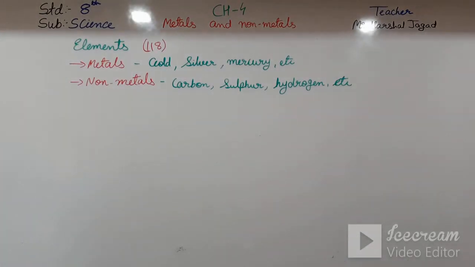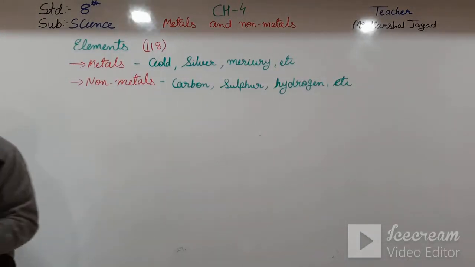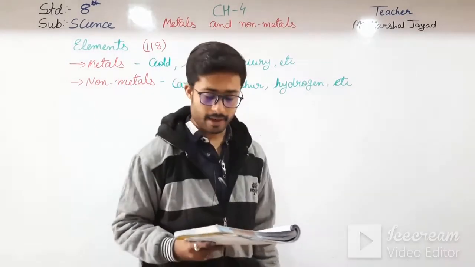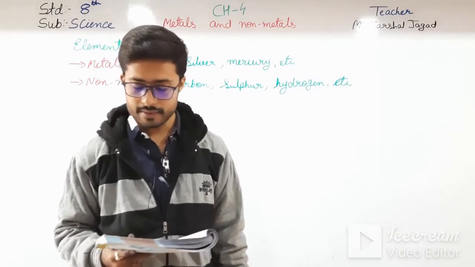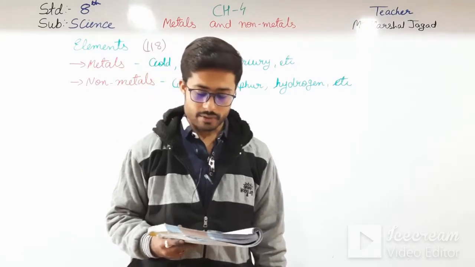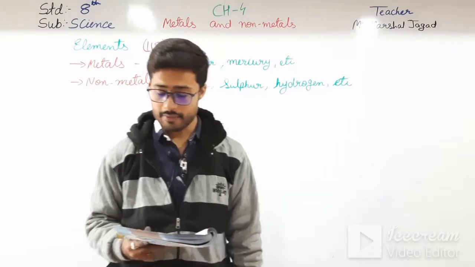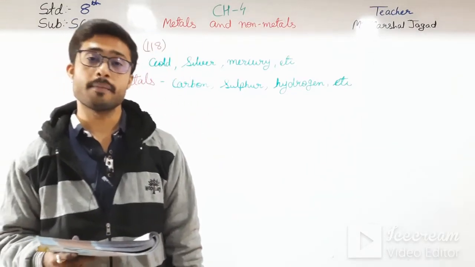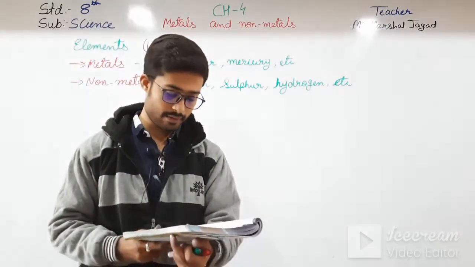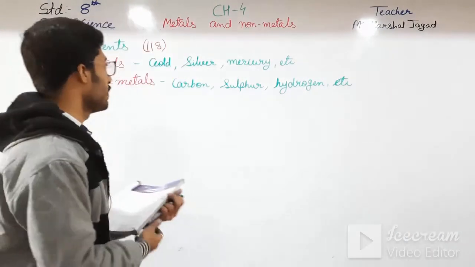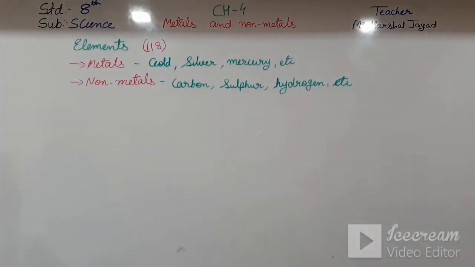Here I am just reading it. Gold, mercury, silver, iron, copper, and aluminium are examples of metals. Carbon, sulfur, hydrogen, and oxygen are examples of non-metals. Metals and non-metals have different physical and chemical properties. First of all, we will study the physical properties of metals and non-metals.